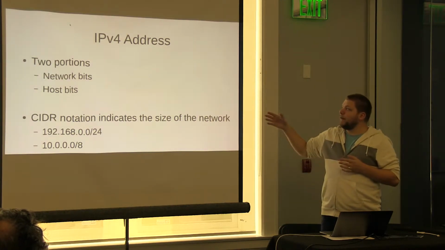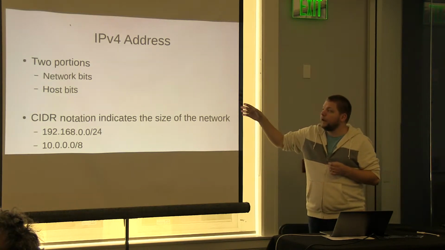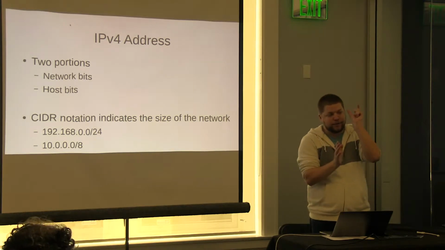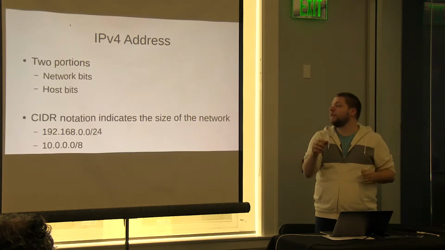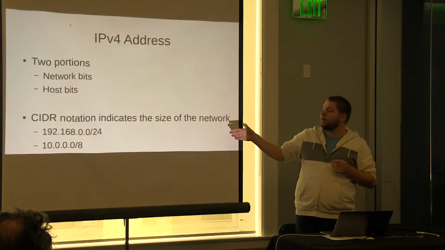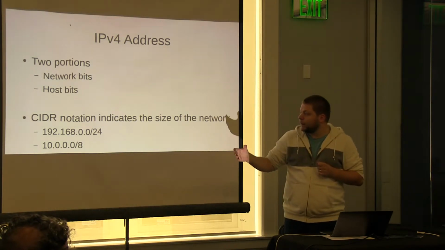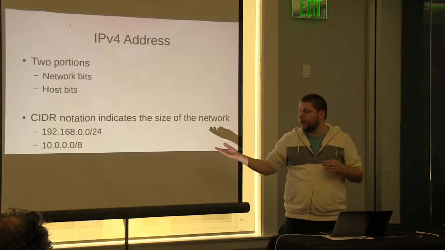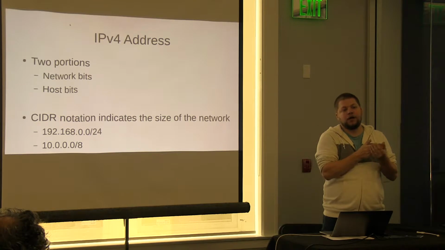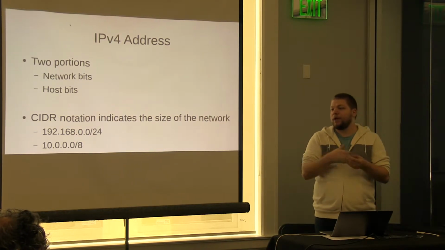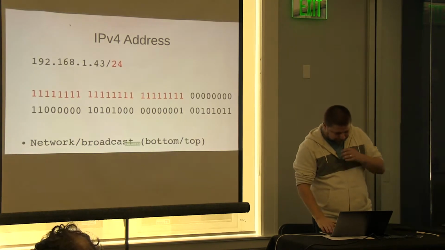So again, some quick review of how IPv4 addresses are formatted. There's two portions to an IPv4 when you look at the 32 bits. The first chunk of bits represents the network portion of the IPv4. The second chunk represents the host bits. CIDR notation is just a human-readable way to look at both an IP address and its net mask. So when you have something like 192.168.0.0, the /24 at the end of that means that the first 24 bits of that address represent the network value of that IPv4. The remaining bits, in this case 8 bits, represent the host portion of that.